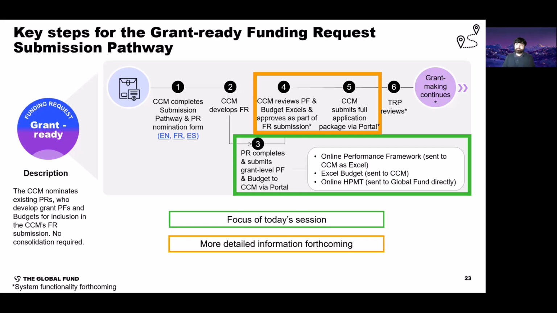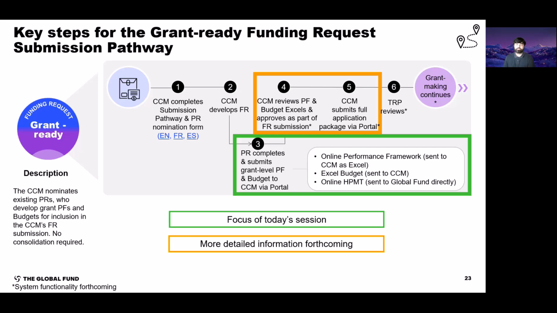Now, what is really important to flag here is, once again, the PRs are expected to complete the online performance framework, and the moment that they do so, that online performance framework is shared in form of Excel with the CCM. The PR will also be completing the Excel budget and will also be submitting this to the CCM. And the final point is the online HPMT, which is also available for the PRs to complete. And this form is being sent directly to the Global Fund.